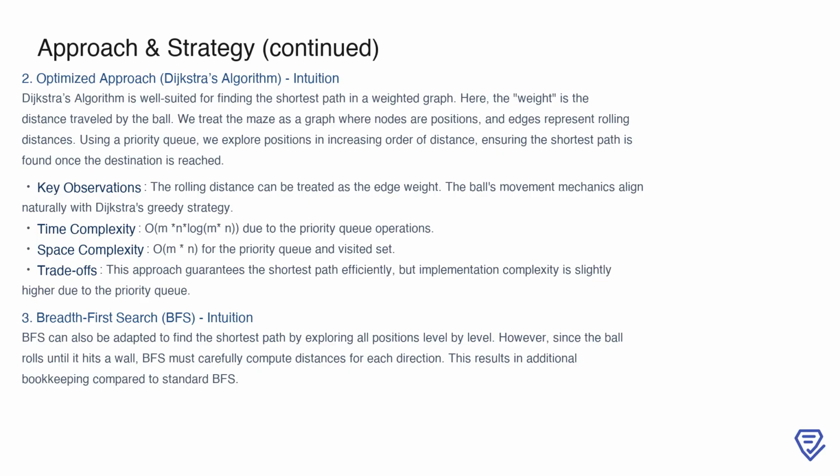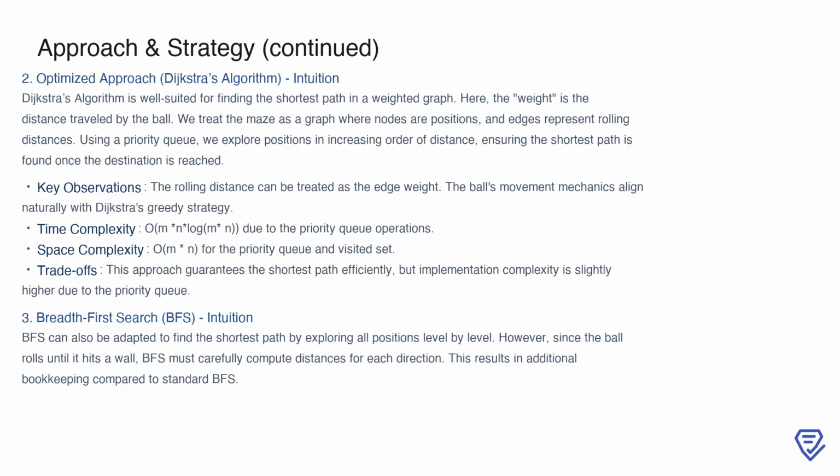This ensures that once we reach the destination, we've already found the shortest path. One key observation here is that the ball's rolling distance can be treated as the weight of an edge, which aligns perfectly with Dijkstra's greedy strategy. The algorithm's time complexity is O(m*n*log(m*n)), driven by the priority queue operations, and its space complexity is O(m*n), due to the storage required for the queue and visited positions. Although Dijkstra's algorithm involves a slightly more complex implementation due to the priority queue, it guarantees the shortest path efficiently.